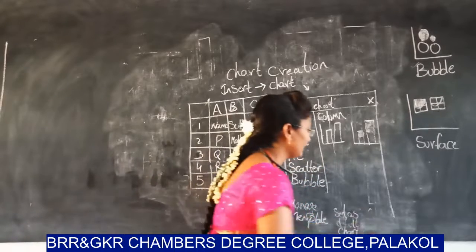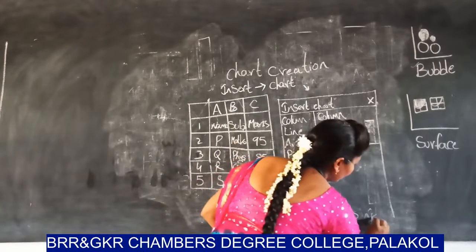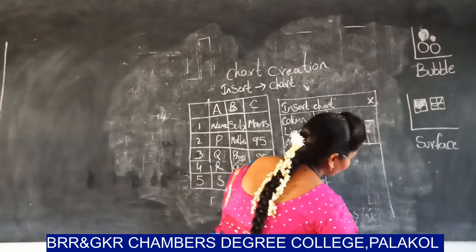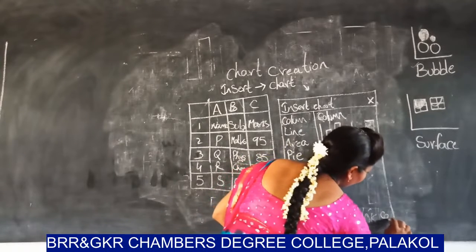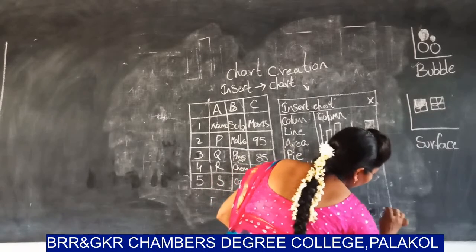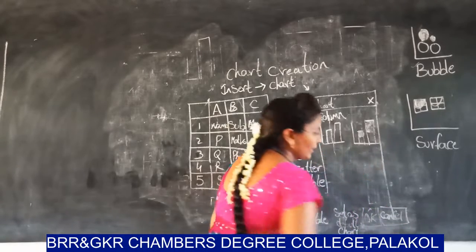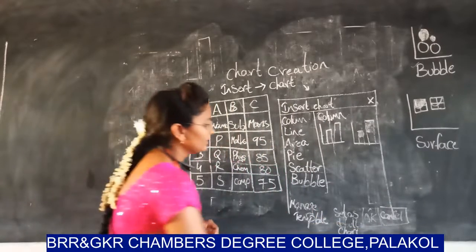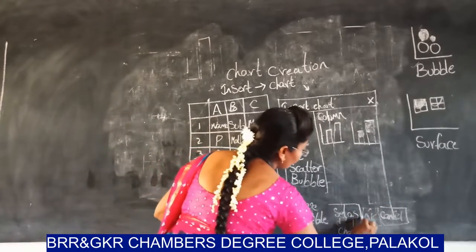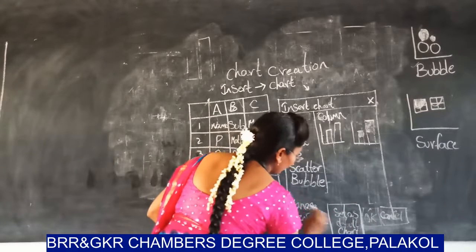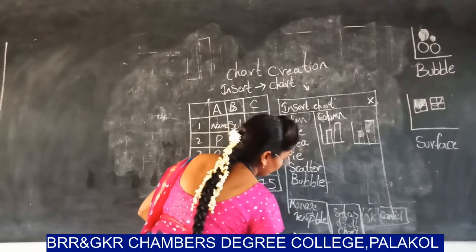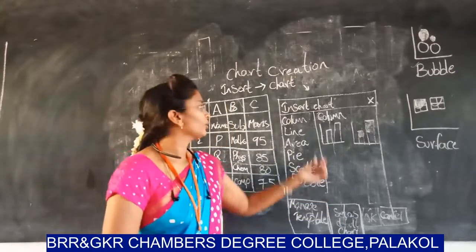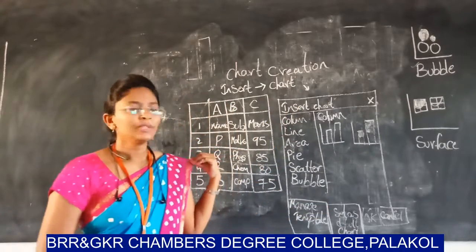On the right-hand side you can see two buttons, the OK button and the cancel button at the bottom. This is the OK button and this is the cancel button. These are also just buttons. Okay, this is the dialog box which appears when you click on the chart option.